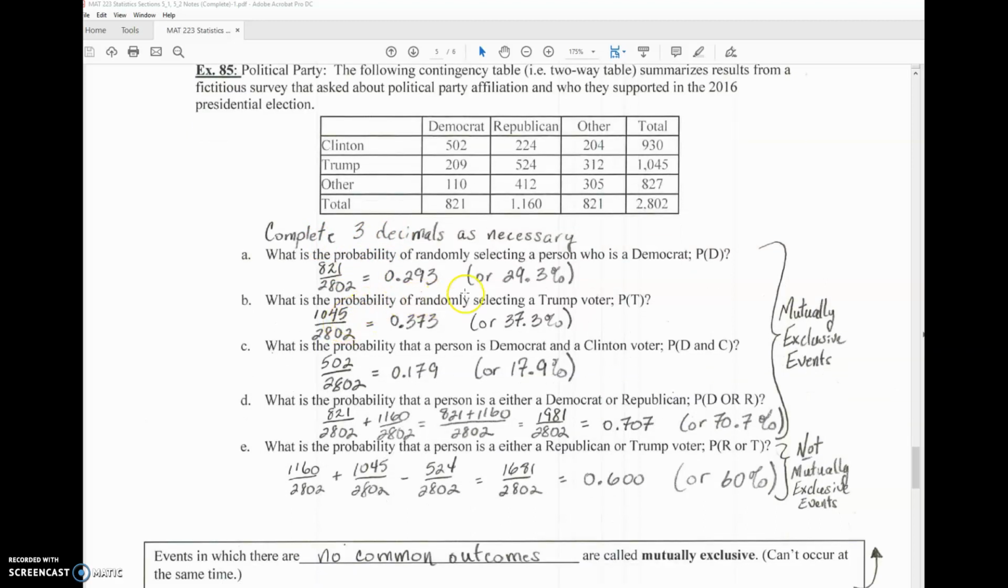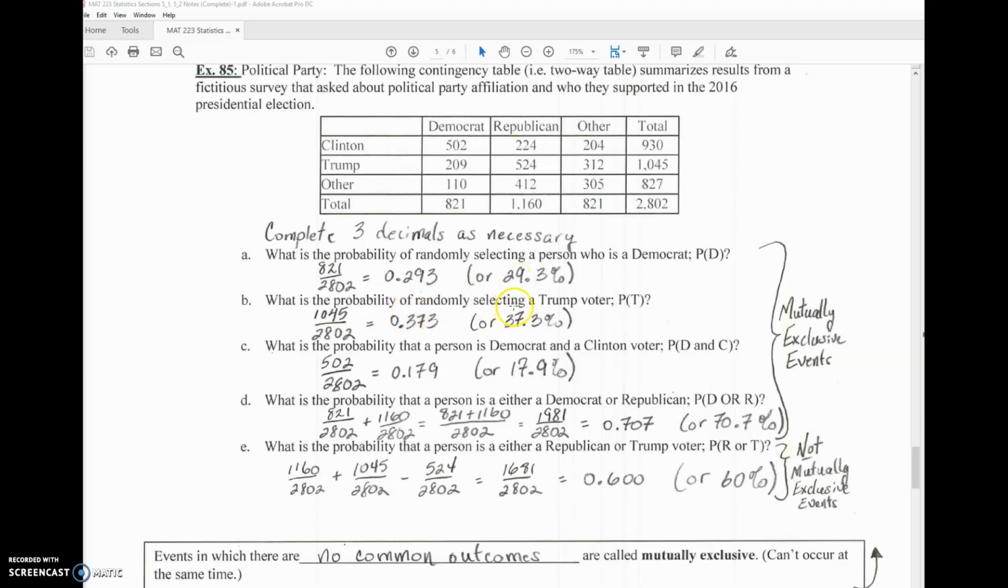What is the probability of randomly selecting a person who is a Democrat? Let's say D is Democrat. What's the probability of getting a Democrat if I randomly select one of these 2,802 people? All the people that answered Democrat were 821. So there was 821 out of 2,802, which comes out to be 0.293, or if I want to change that to a percentage, it's 29.3%.